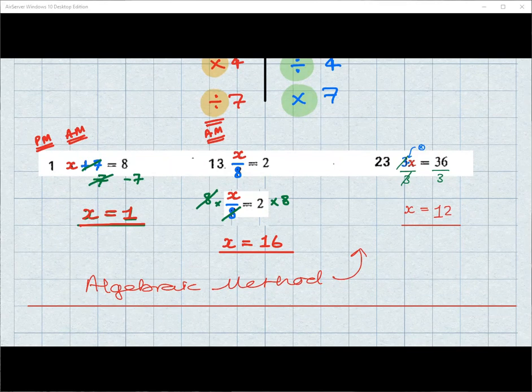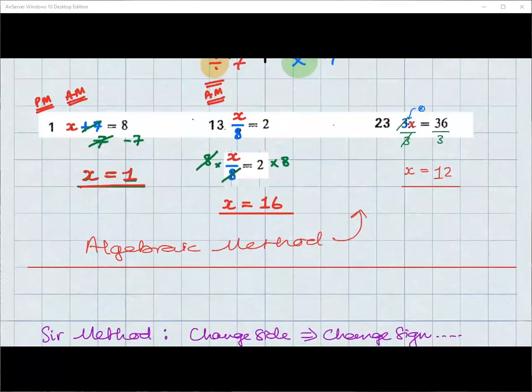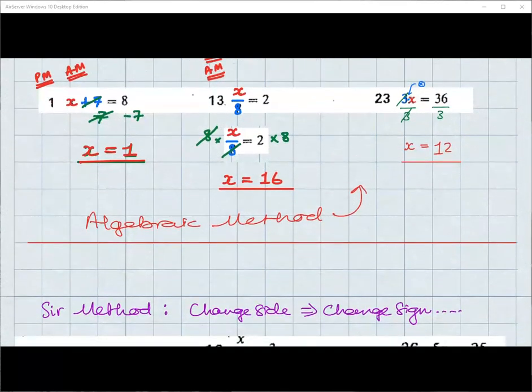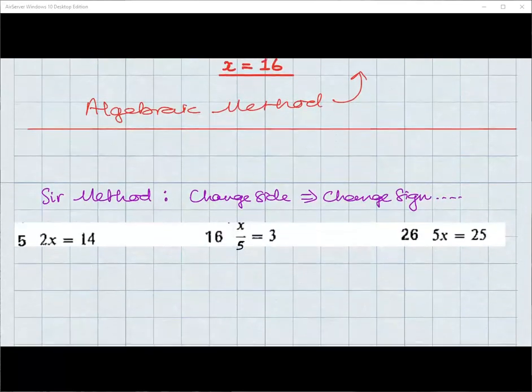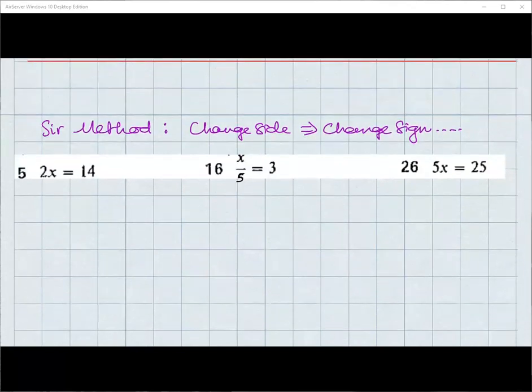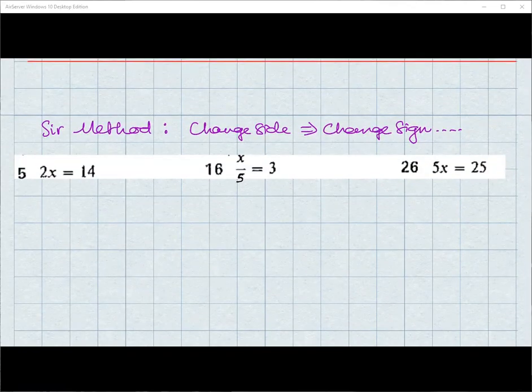So I'm going to show you. I wanted to teach you both methods, so I don't want you to feel that, oh, we don't know what the proper method is. I call this the SIR method, change side, change sign. I don't know why some teachers actually mind about this method. They don't like it. But this is a method I've been teaching very popularly for so many years. And I love this method. It's really easy and nice.